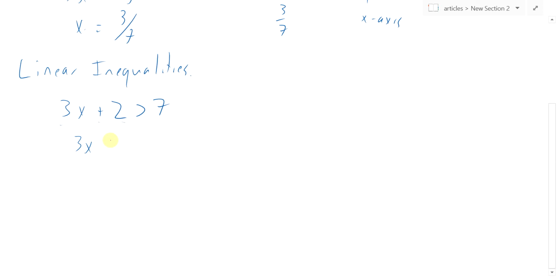Well, same procedure. Subtract a 2 from both sides. That'll give me 3x greater than 5. And then divide both sides by 3 to get rid of this 3 over here. And that gives me x greater than 5/3. And we can graph that. There's my x-axis. Here's 5/3, and all the numbers bigger than 5/3. I leave an empty circle here because I'm not including 5/3, right? I need x to be any number strictly bigger than 5/3.